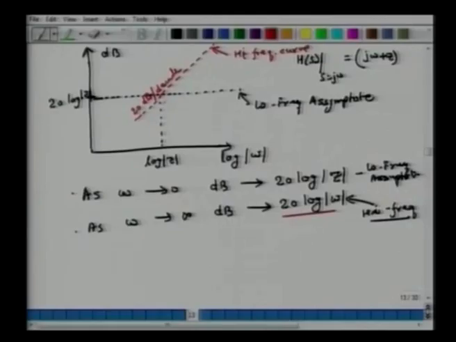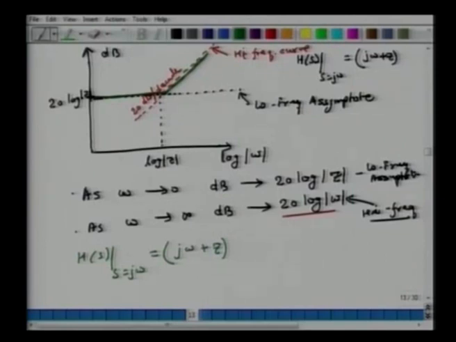The asymptotes cut at an important point which corresponds to omega equals z, or log omega equals log z. So I have a high frequency asymptote red line, low frequency asymptote black line, and the combined line I will draw is the green line. So this is my total response curve. So my response curve for transfer function H(s), where s equals j omega, equals j omega plus z, where z is the zero, is this green line.